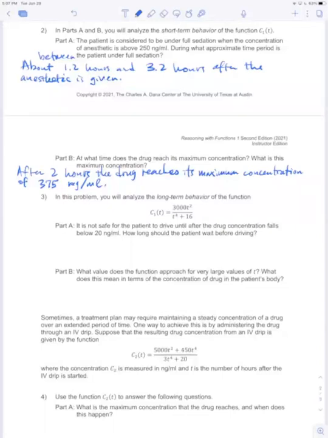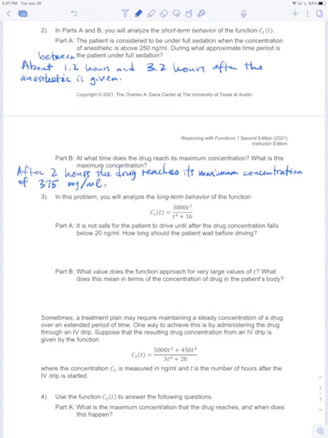Part 3. In this problem, you will analyze the long-term behavior of the function c sub 1 of t equal to 3000 t squared over the quantity t to the fourth plus 16. Part A, it's not safe for the patient to drive until after the drug concentration falls below 20 nanograms per milliliter. How long should the patient wait before driving?